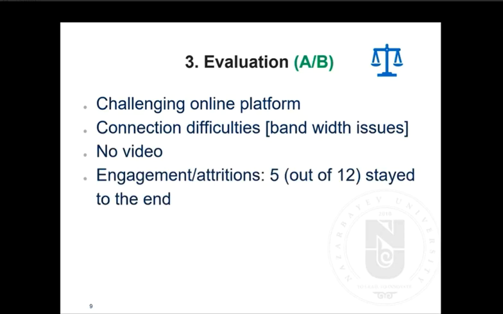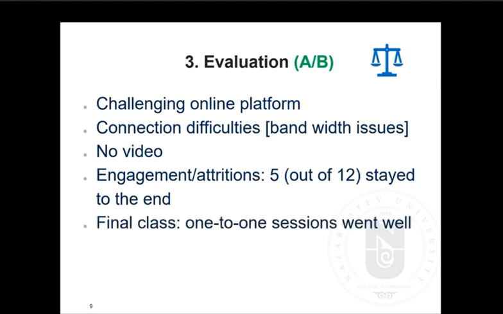I think engagement is an issue that's come up in the plenary about how do you engage students. I think that's a big issue with online courses. So those who were really committed to the cause stuck to the end, and we had 5 out of 12 who stayed to the end, because the last lesson was very special, and it was a one-to-one, and I think that worked really well. Remember, it's not a mandatory course, so they didn't have to do it. The final class was the one that was most rewarding.